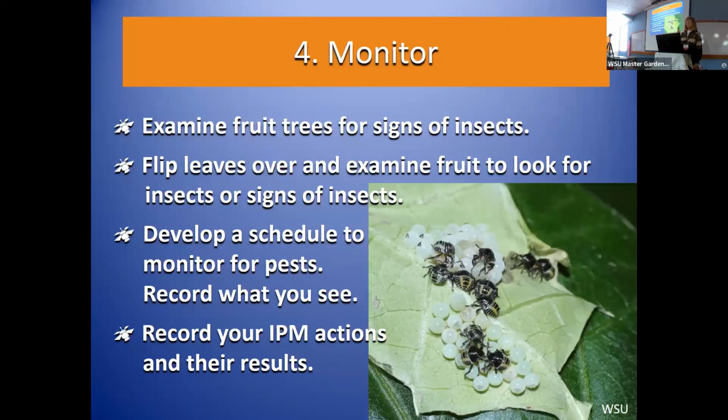Look at your fruit, look for signs of damage with your fruit, and then develop some sort of a monitoring schedule so that you would go out and think about too what's happening with the insect life cycle. Like in July and August, you know that's when apple maggot's peaking, so you might want to go out and see what's happening with your fruit trees in terms of apple maggot at that time. So record what you see. When you implement some of these IPM techniques, record that you've done it, and then record what sort of results you might have.